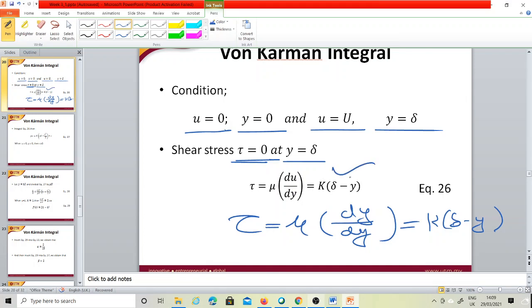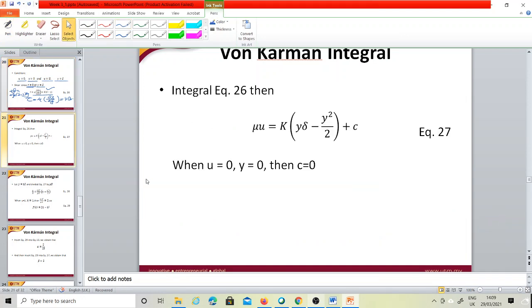So what you will do now, we will try to integrate this one. So what you will integrate here, there's a y, so y should be here. You can write it in this way: mu du is equal to k (delta minus y) dy. Then you do the integration. If you do so, you will get this one. Again, there is an integrating constant, but you know that when y is 0, your velocity is 0, so c also should be 0.